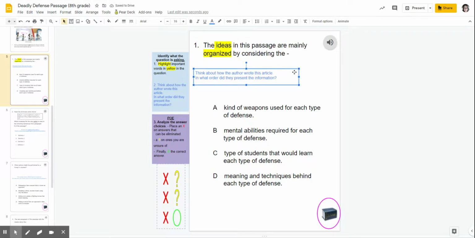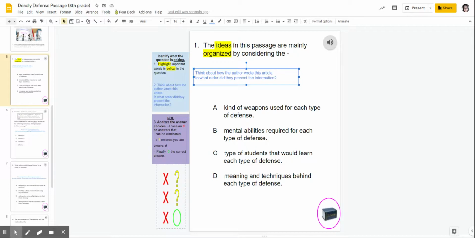Then you'll read the clues in blue. Think about how the author wrote this article, and think about what order did they present the information. Each writer, including yourself, has to organize the essay or the article or the text you're writing in some sort of order for the reader to understand and comprehend what you're trying to convey or say to each other. So you might have to go back and reread and kind of decide, like, well, how is the information presented?